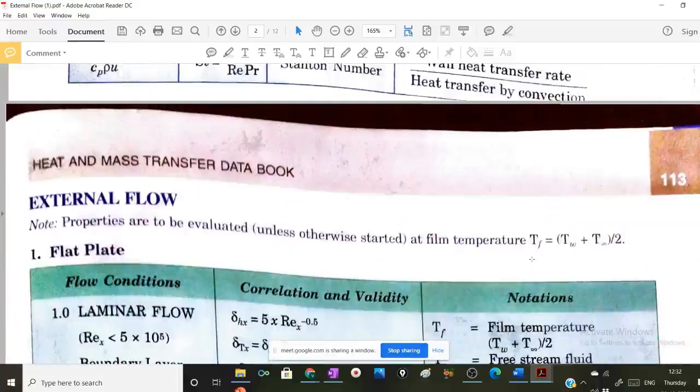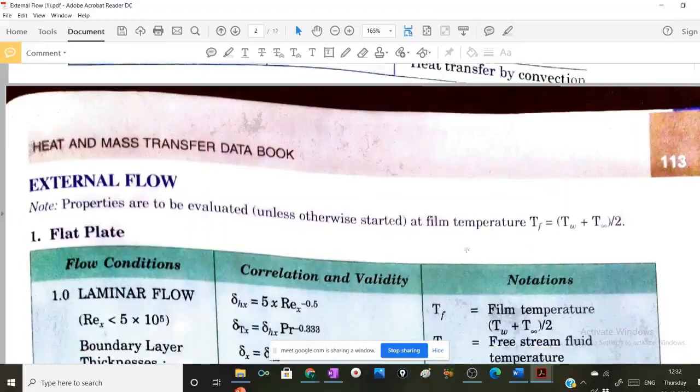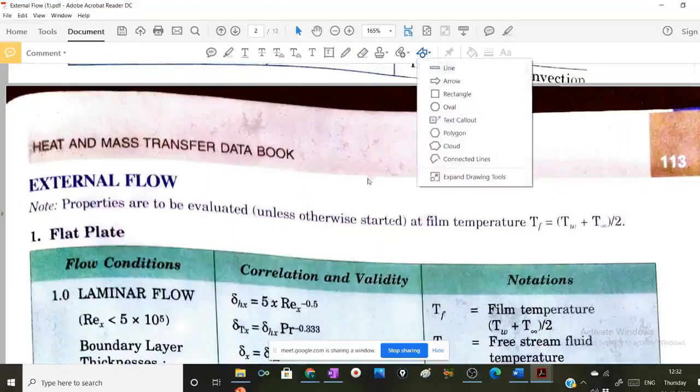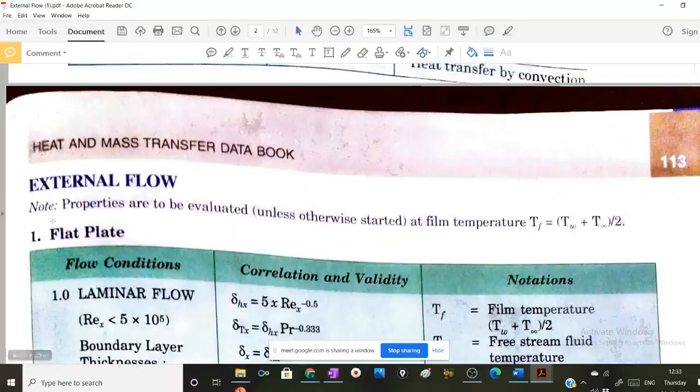Then here at the starting, in unit number 3, I have started external flow, that is flow over an external surface. So different formulae are given on page number 113, very next to the table. And please read this line.